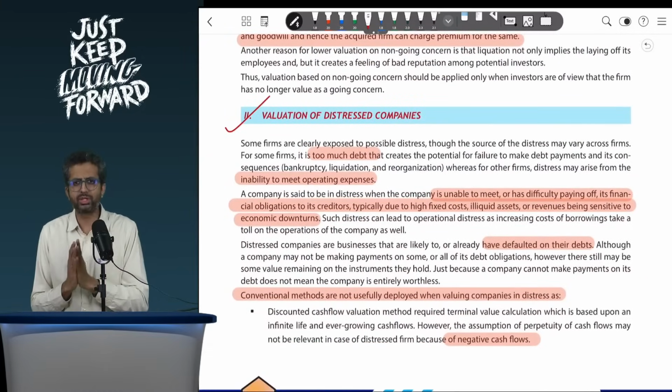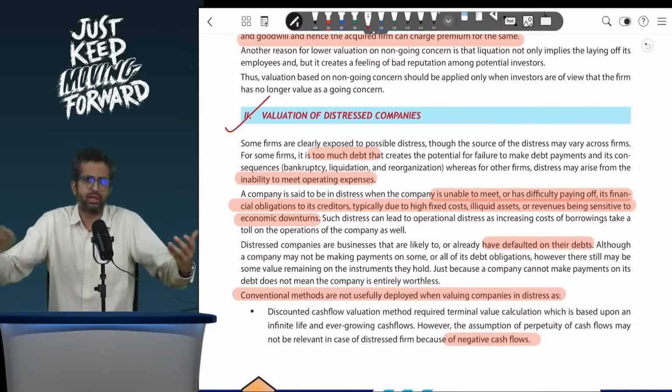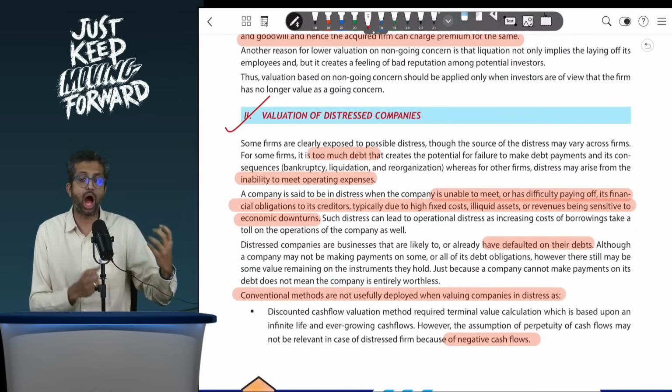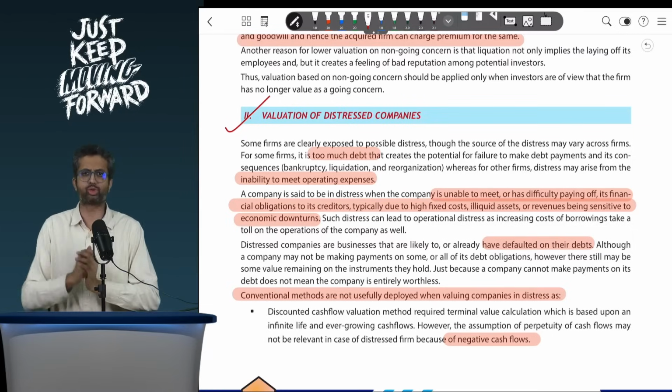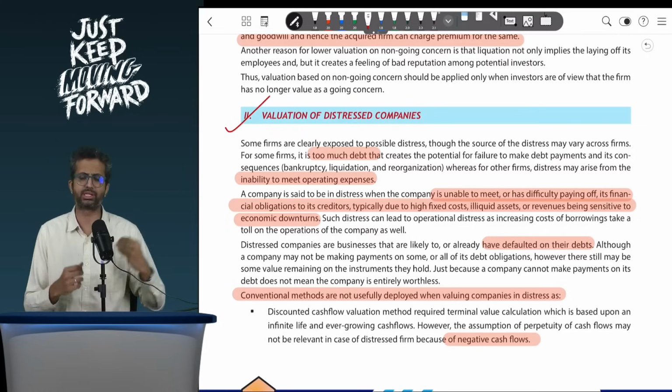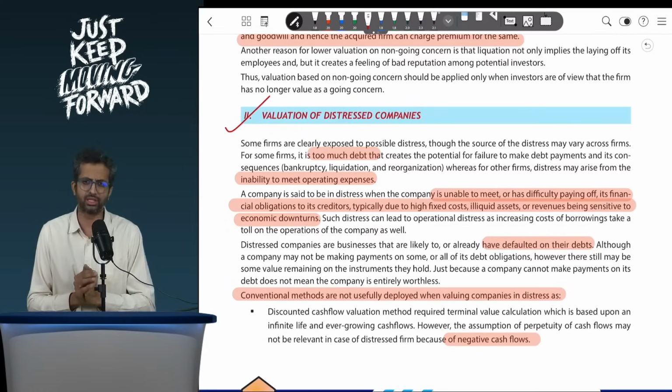Next, we have valuation of distressed companies. Now, there may be a distressed company like you have a Go Air or a Jet Airways, for example, which were facing, let us say, distressed situations. They were unable to service their debt. Maybe they were unable to pay their loan installments, etc. on a timely basis, and hence we can say that they are under distress.